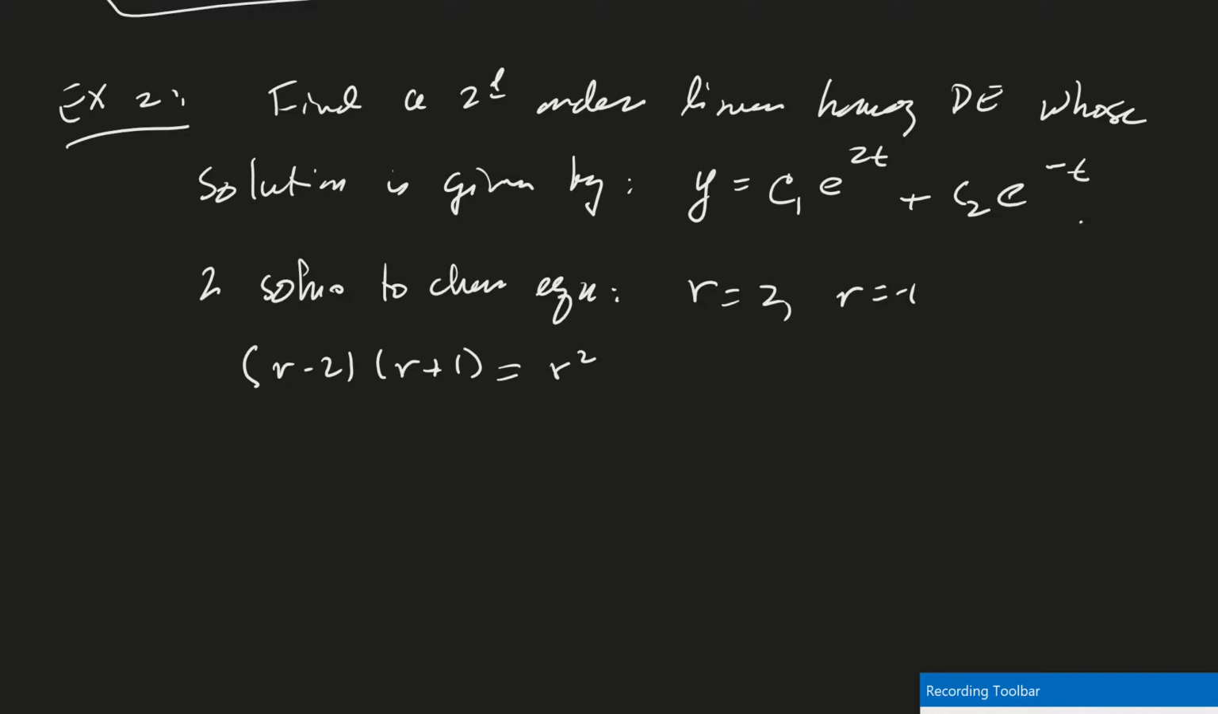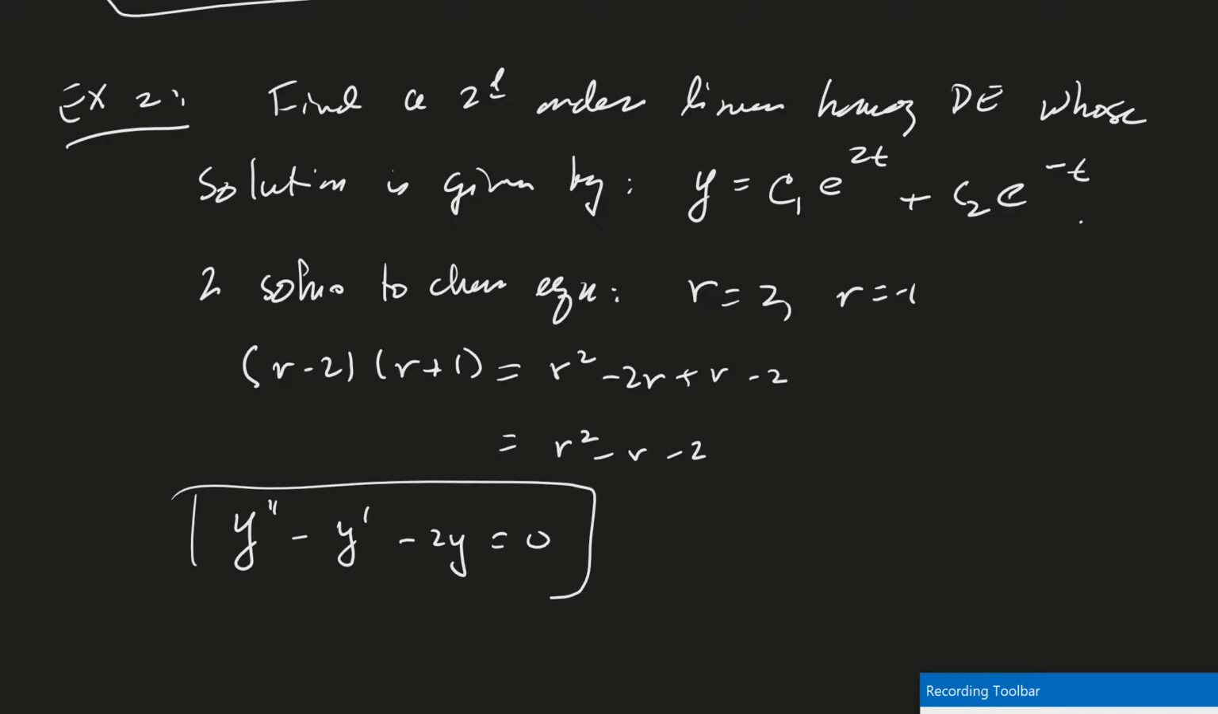So that's going to be r squared minus 2r plus r minus 2, so r squared minus r minus 2. Good. And so therefore, what is the differential equation? y double prime minus y prime minus 2y equals 0. Good. All right.